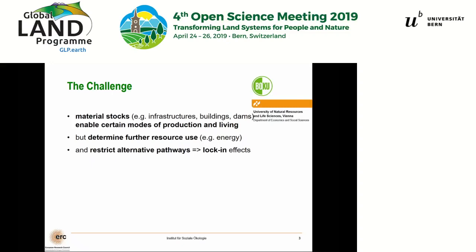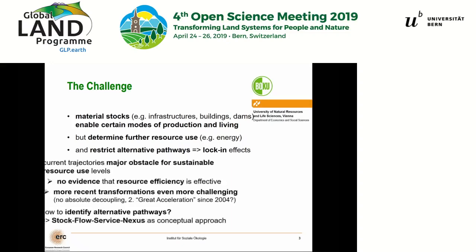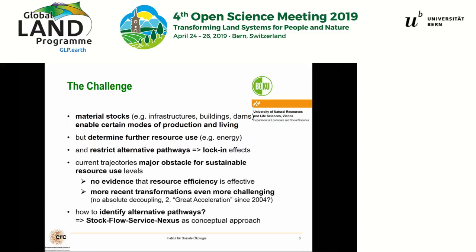And it's very difficult to change the pathway. So it's very difficult to create alternative pathways. So this is a challenge also for transformation research. And as I said before, current trajectories give no evidence that there is an easy way to change this. We have in this established infrastructure a major obstacle for sustainable resource levels. And there is no evidence, as I said before, that resource efficiency is effective. We can't see that there is a going down of this trajectory.